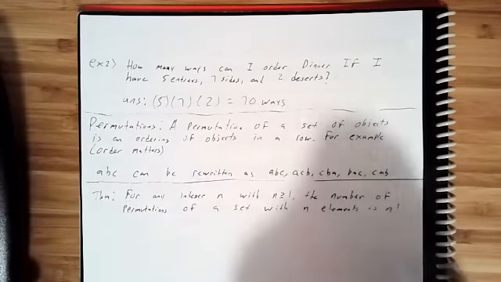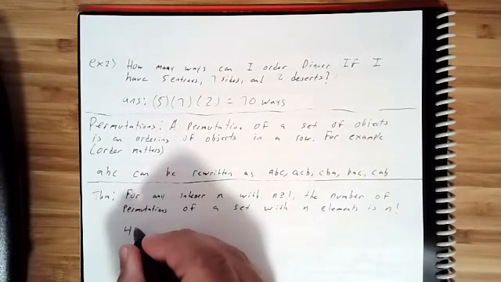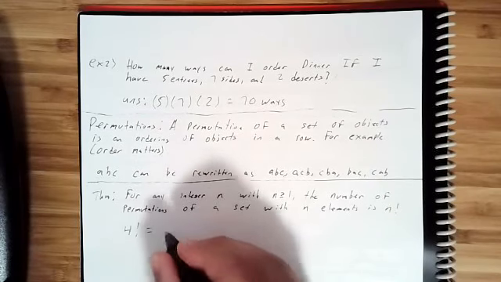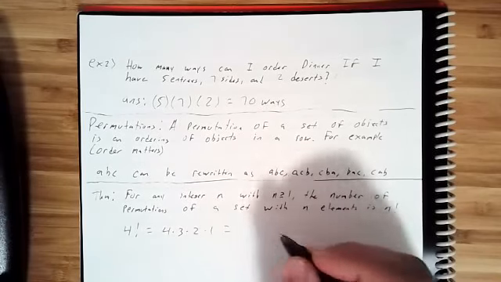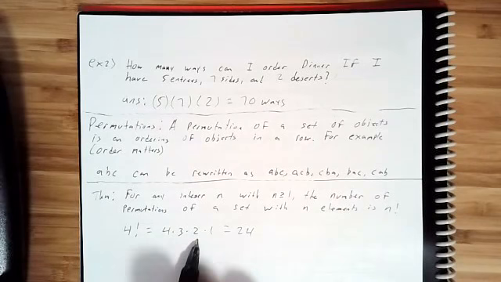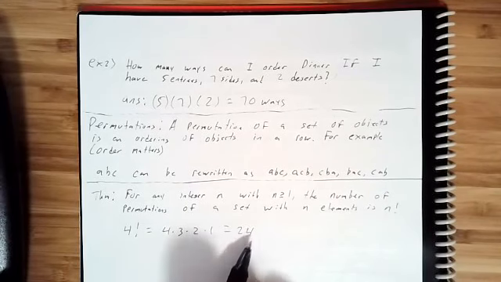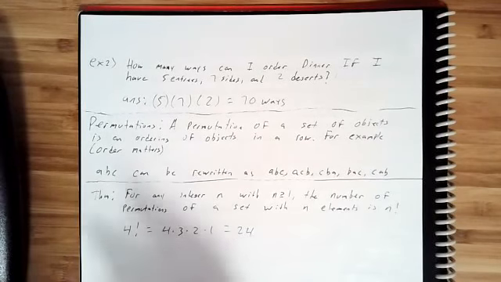I don't remember if we've talked about factorial, but factorial means 4 times 3 times 2 times 1. So the total ways would be 24. 4 times 3 is 12, times 2 is 24, times 1. So if I have 4 objects, there are 24 ways to shuffle them.